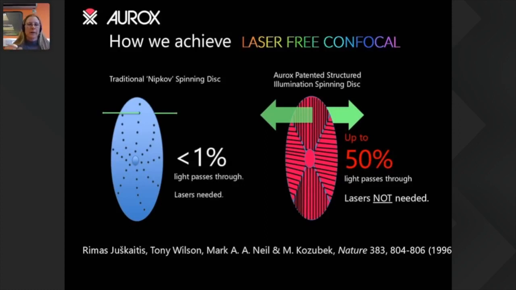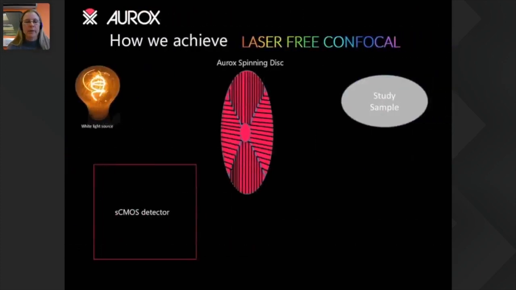So instead of very small pinholes, we have quite large letterbox-shaped apertures on this disc. And the grid is spaced as light, dark, light, dark, light, dark around the disc. This means that we can get up to 50% of the instant light through to your sample. This means that we don't need a laser. So you can use an LED light source, or you can use a metal halide lamp. It's up to you. So how do we do this?